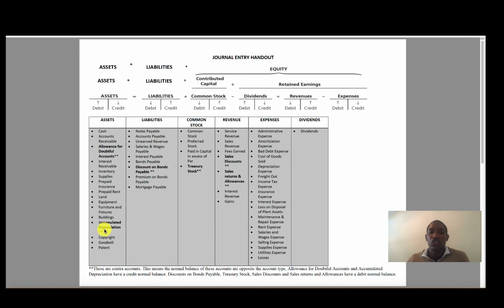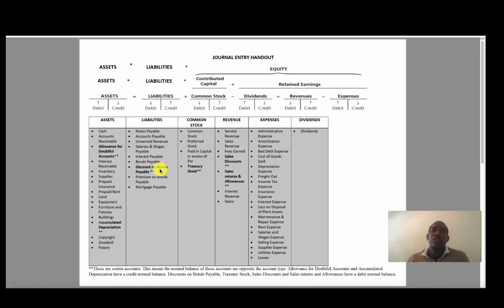So let's do that again. So accumulated depreciation is increasing. Normally, for a regular asset, when you increase it, you would debit it. But because it's a contra account, you flip it, so you increase on the credit side. Again, a contra account is just the opposite of whatever the regular rule is. So if the regular rule says we increase with a debit, for a contra account, we're going to increase with a credit. Okay, let's try a few more. Discounts on bonds payable is decreasing. Try that. Pause the video and try that.